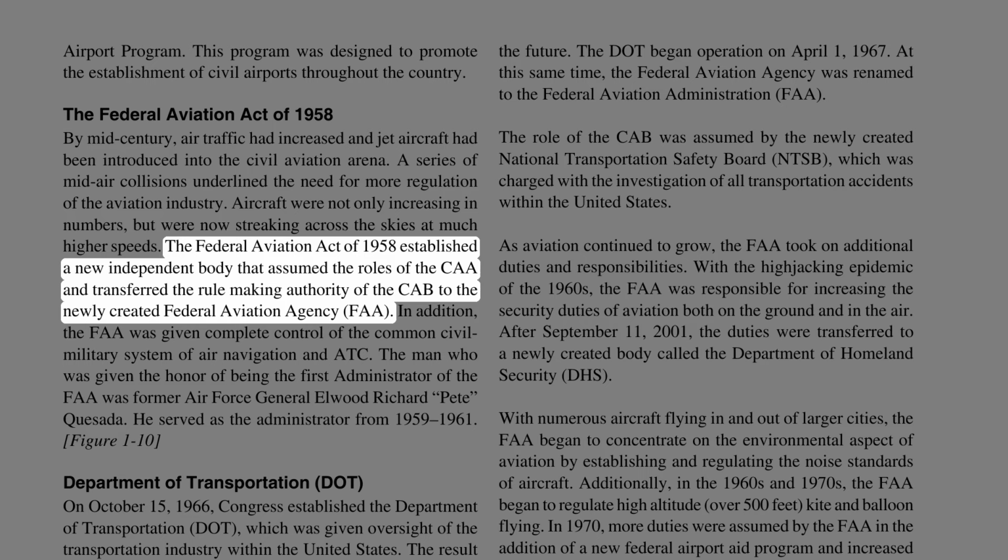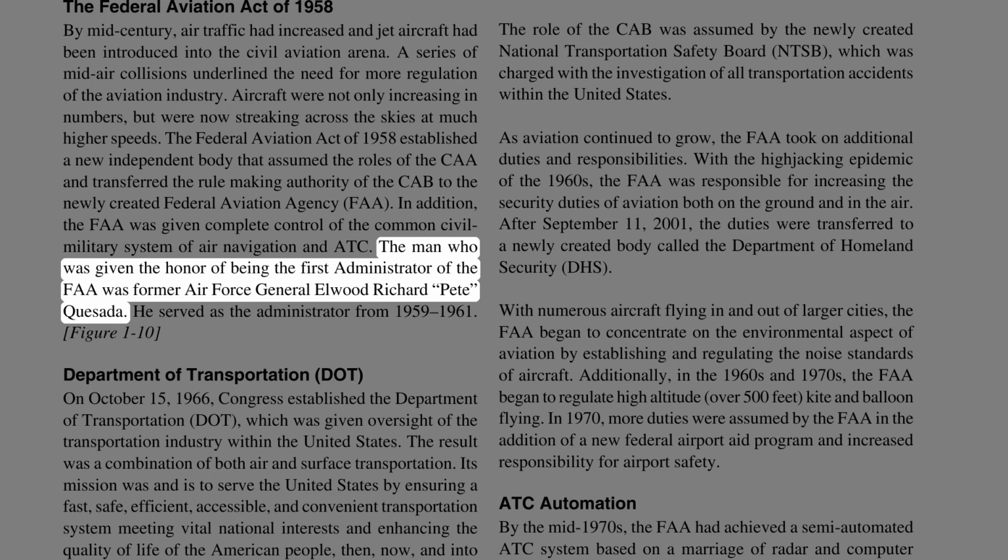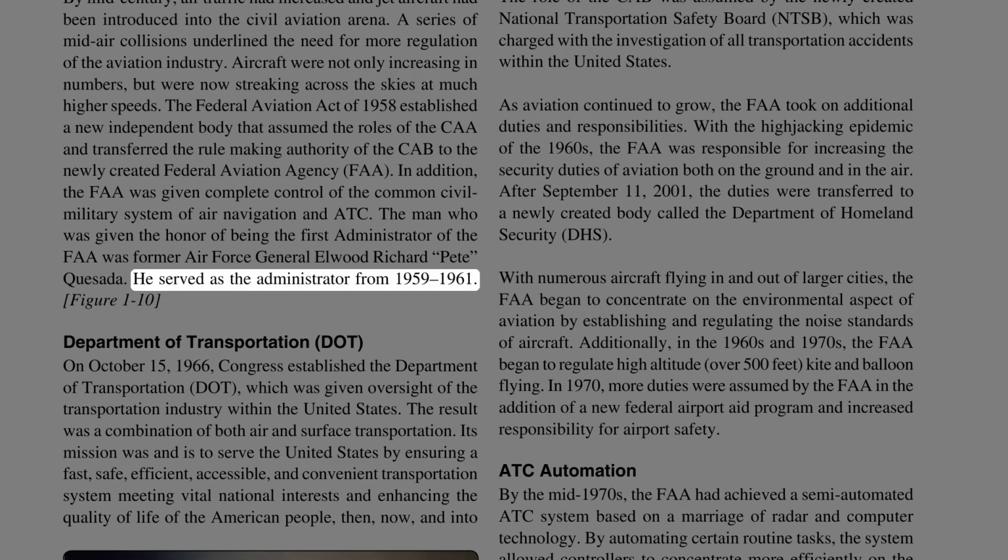The Federal Aviation Act of 1958 established a new independent body that assumed the roles of the CAA and transferred the rule-making authority of the CAB to the newly created Federal Aviation Agency (FAA). In addition, the FAA was given complete control of the Common Civil-Military System of Air Navigation and ATC. The man who was given the honor of being the first administrator of the FAA was former Air Force General Elwood Richard "Pete" Quesada. He served as the administrator from 1959 to 1961.